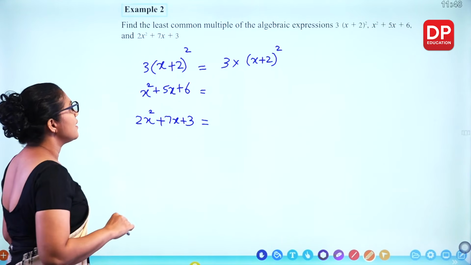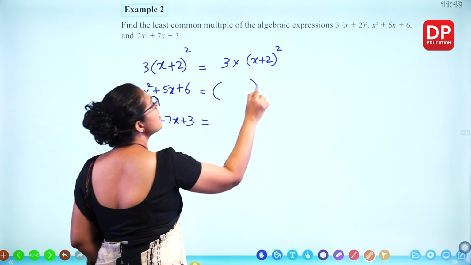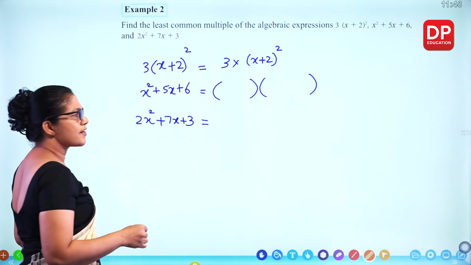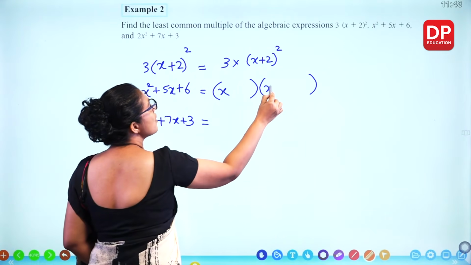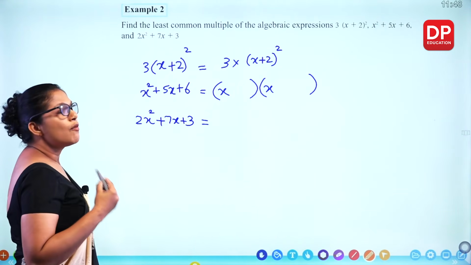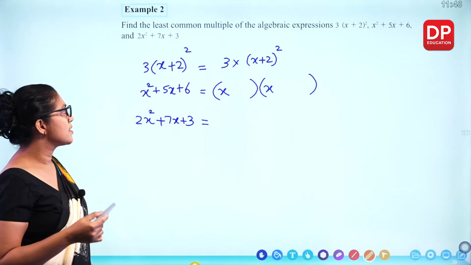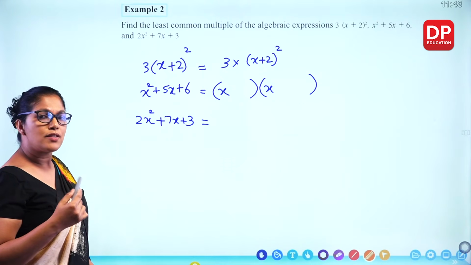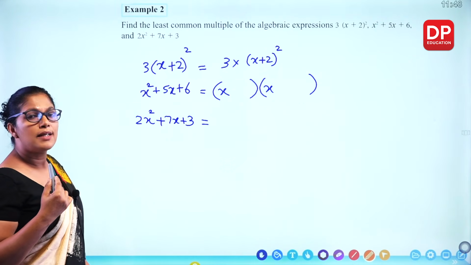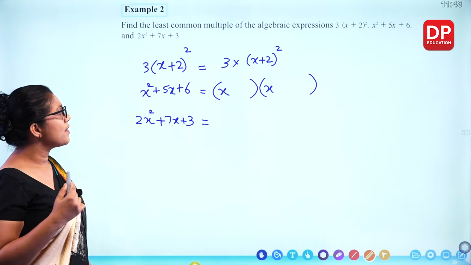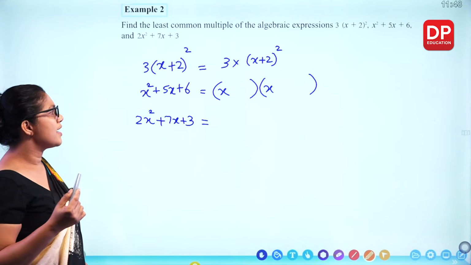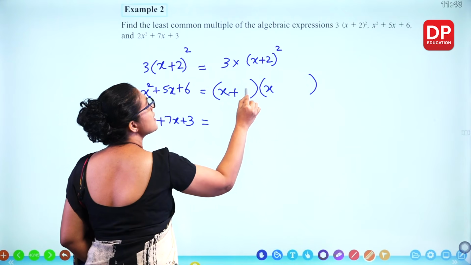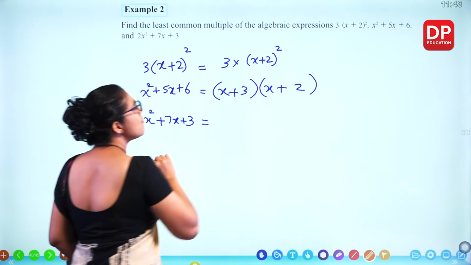What about the other one? This is a quadratic expression. You can factorize at once. So you get (x )(x ) because this is x squared. What are the factors of 6? And when you add the factors, you should get 5. So what are the factors of 6? This is 3 and 2, plus 3 and plus 2. Because plus 3 and plus 2, you get 5.